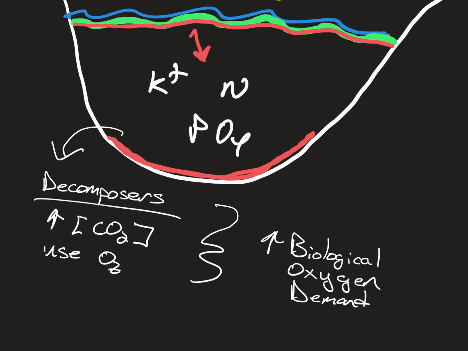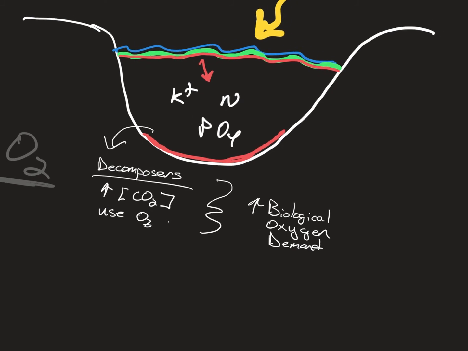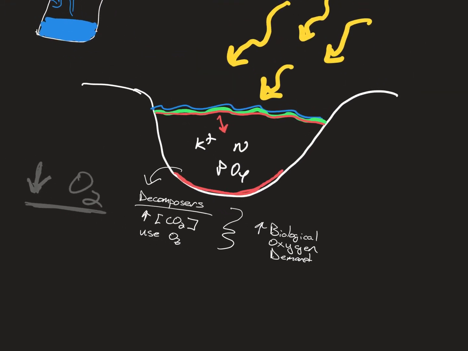So the system is demanding more oxygen than it can provide. So the system uses up all the oxygen. What happens to the fish? They're going to die because they don't have oxygen. They die. The fish die because they have no oxygen.